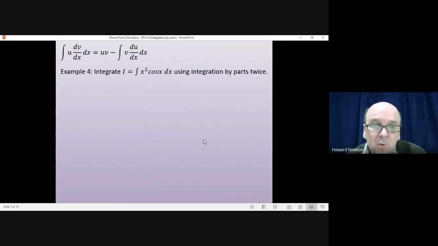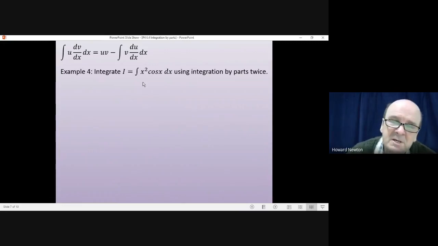Okay, example 4. Integrate I equals the integral of x squared cos x dx using integration by parts twice. And the reason why we need to use integration by parts twice is because of this x squared term. We're going to choose it to be u. When we differentiate it, we'll get 2x, but we'll still have an integral that we can't do when we've done that. However, we can then choose to let 2x equal u, and we integrate by parts a second time. I'll let you have a go at seeing if you can make sense of that.